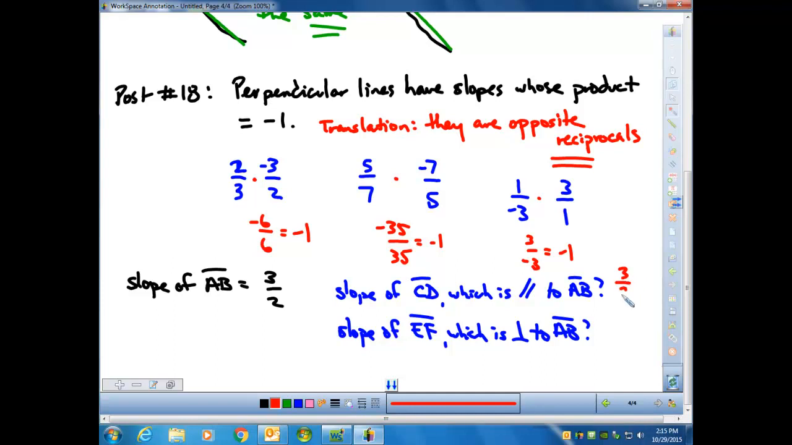Alright, hopefully you got the slope of CD to be 3/2 since it's the same, and you have the slope of EF to be negative 2/3 since it's the opposite reciprocal. Got the idea?